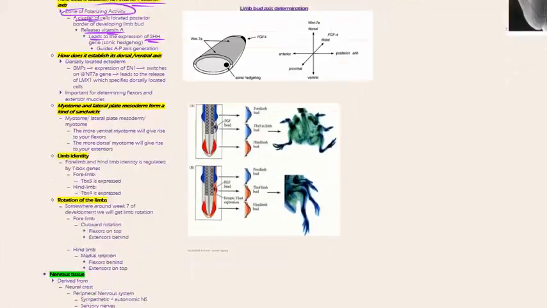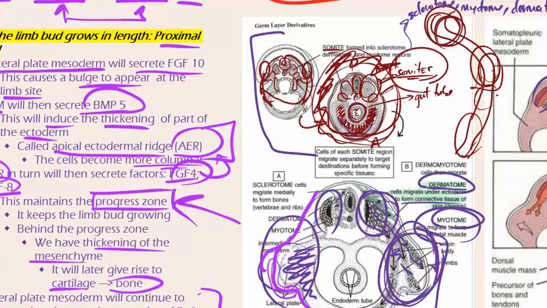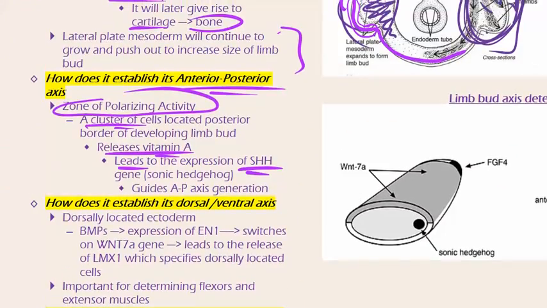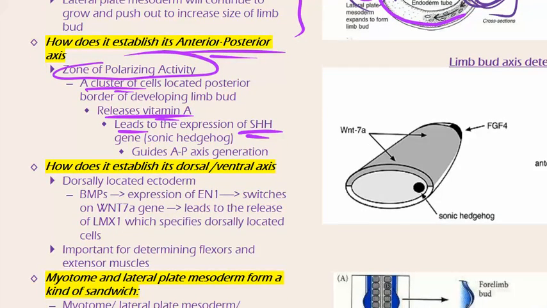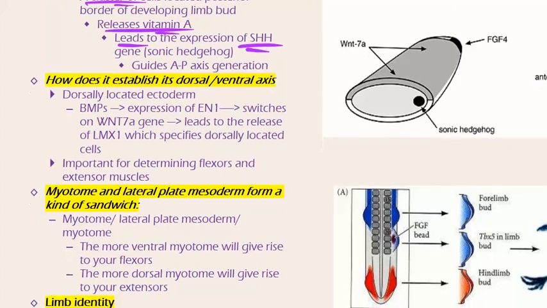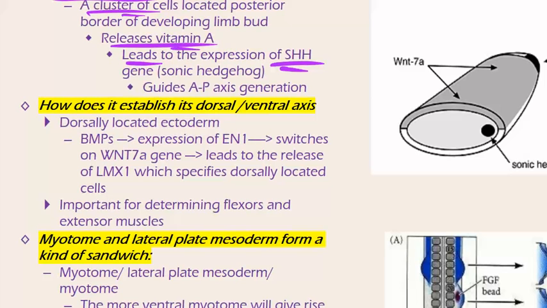Okay, so we're almost done. We're almost home free. Okay, so anterior-posterior axis: you've got the zone of polarizing activity, you get release of vitamin A, you get expression of sonic hedgehog, and that's how you're getting the anterior-posterior axis generation. Did you guys get that?